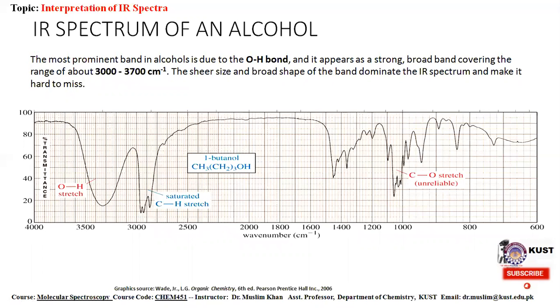This is the IR spectrum of an alcohol, 1-butanol. The most prominent band in an alcohol is due to the oxygen-hydrogen bond, and it appears as a strong, broad band covering the range of about 3000 to 3700. The sheer size and broad shape of the band dominate the IR spectrum and make it hard to miss. It is quite common for alcohols to cover from 3000 to 3500, so it is very hard to miss that an alcohol is present in this sample.